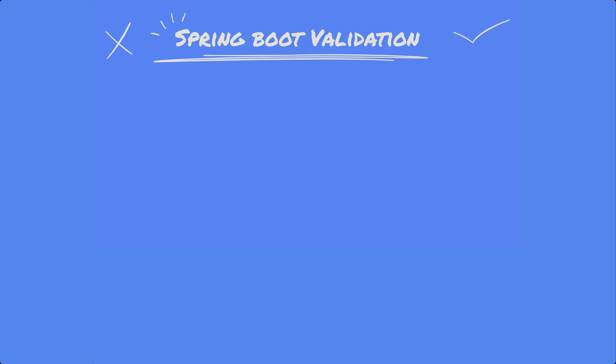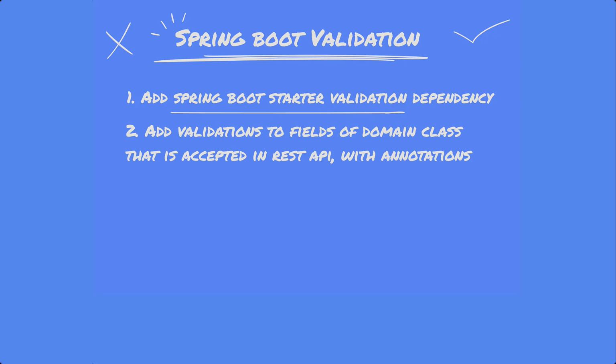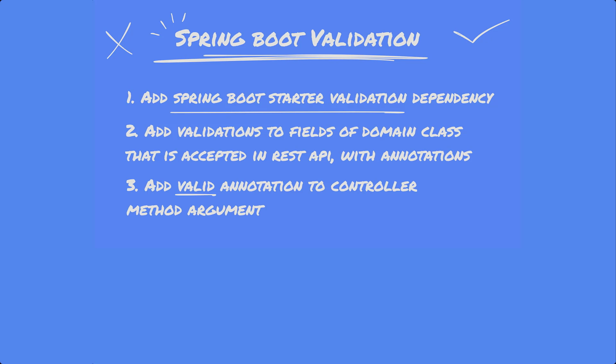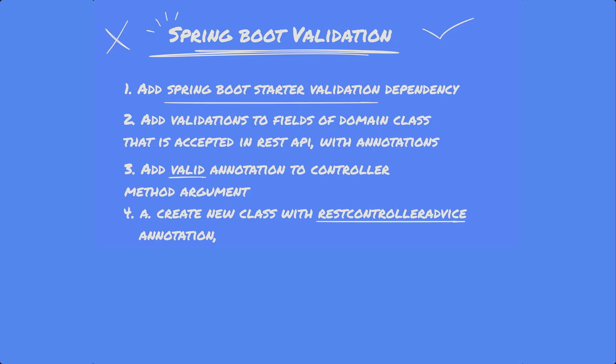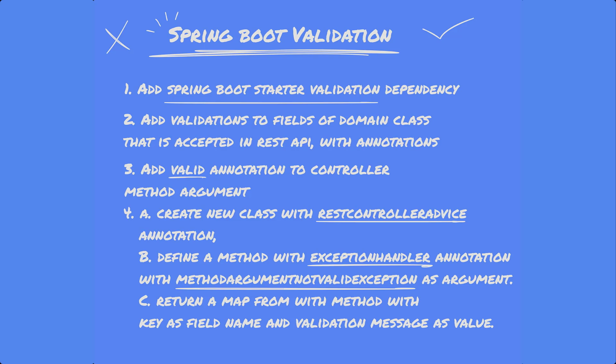To conclude, following are the steps to implement validations in a Spring Boot application. Add Spring Boot Starter Validation dependency. Add validations over the domain class, which is mapped to the JSON request. Add the Valid annotation before the request body in the controller method. Implement a validation error handler method in a class that has the RestControllerAdvice annotation. This method should have the ExceptionHandler annotation that handles MethodArgumentNotValidException and also accept an argument of type MethodArgumentNotValidException, since this exception is thrown when validations fail. Return a map from this method with key as field name and validation error as value. That's it, and you are good to go.